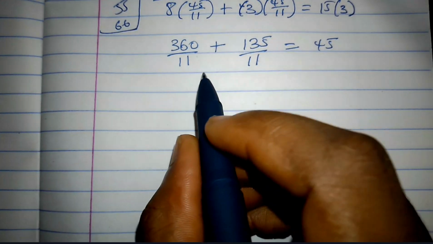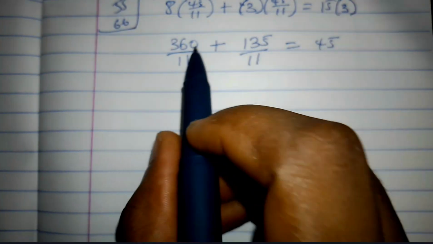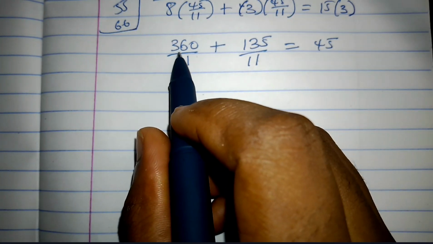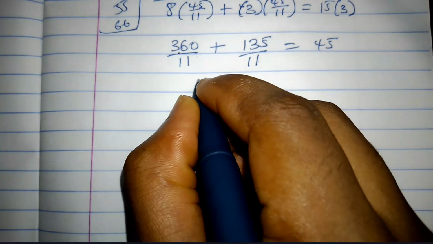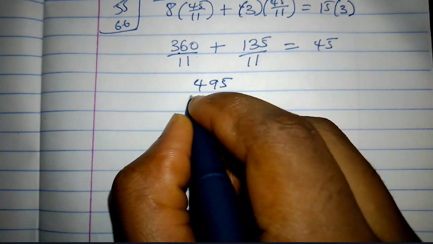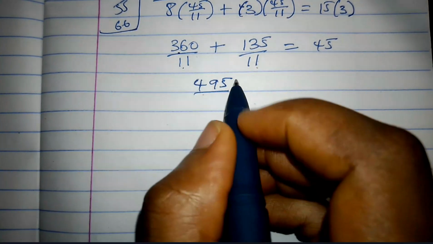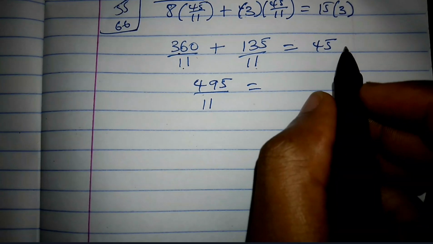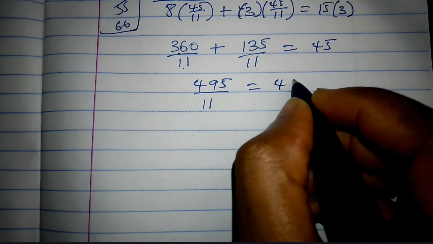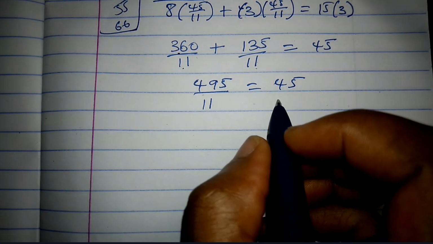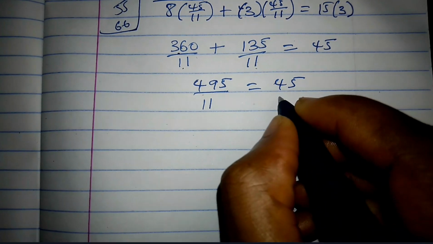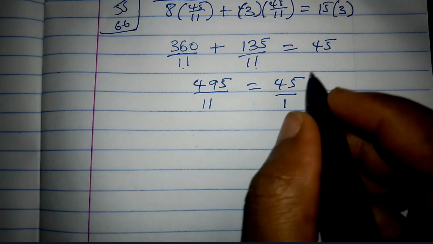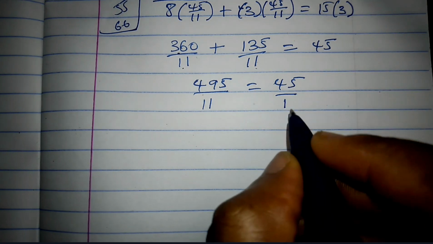So we're going to add the numerators just to get our answer. 360 plus 135 is going to give us 495, all over we pick one of the denominators, that's 11, like I said before, which is equal to 45. So in order to solve this, we always know that if you divide 45 by 1, it's still going to give us 45. So 45 is still the same thing as 45 divided by 1.